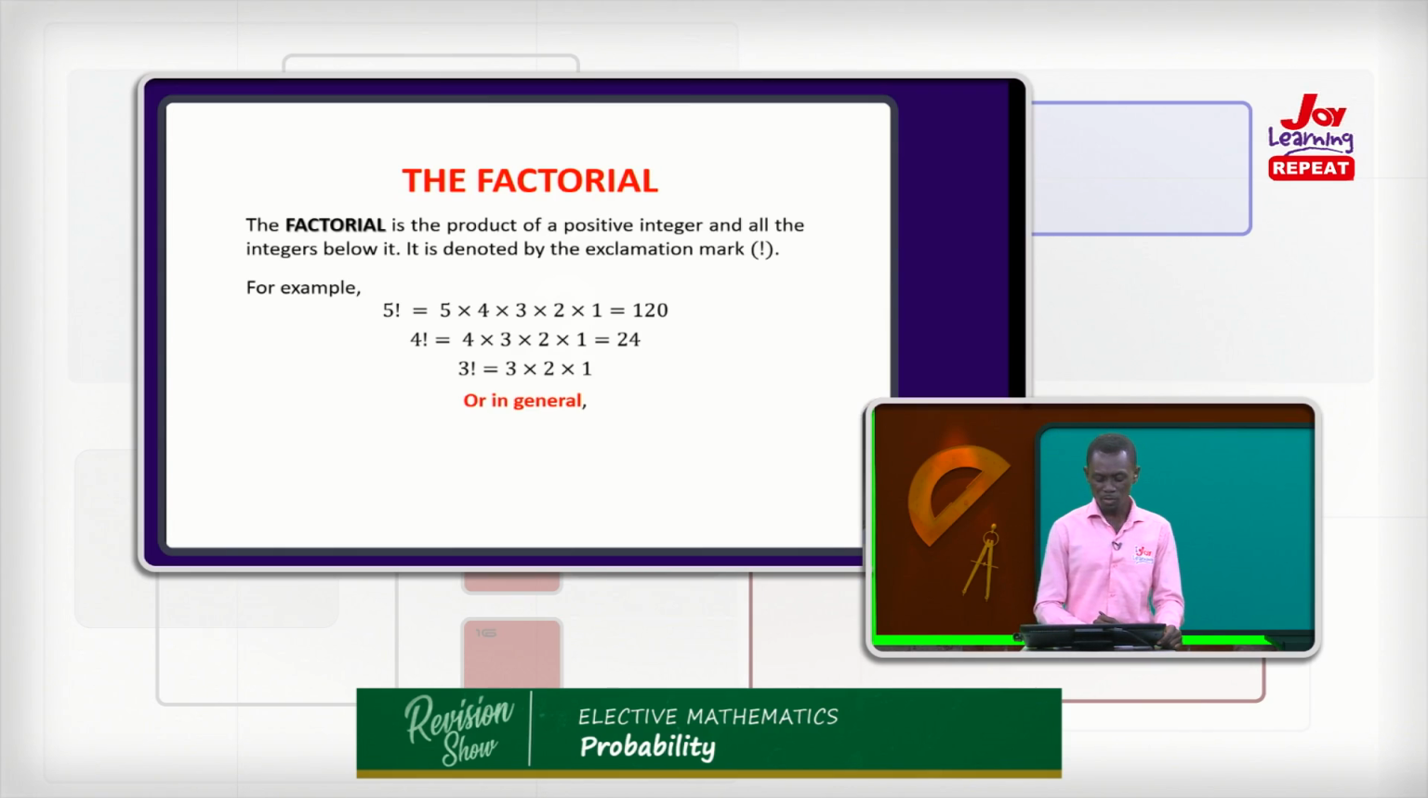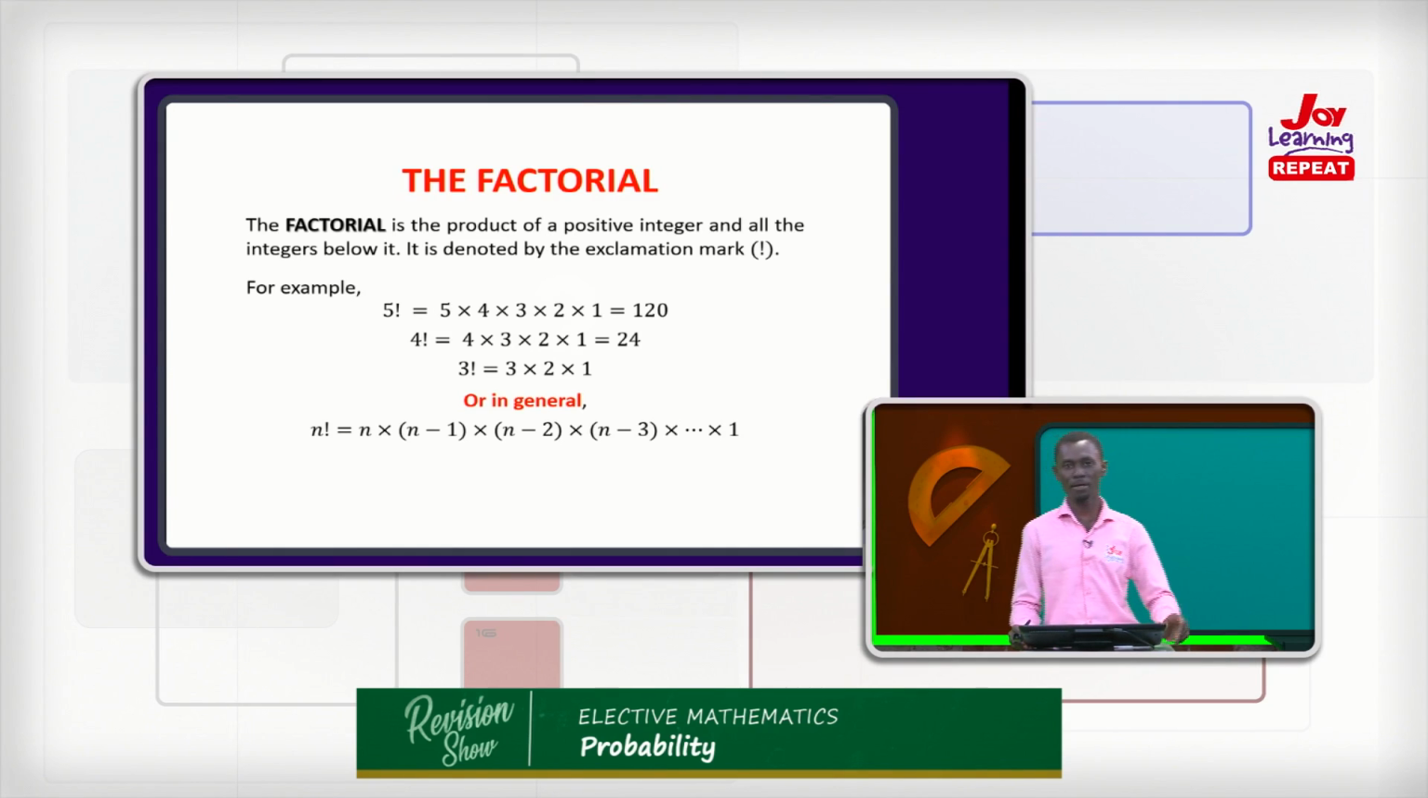In general, we say that n factorial, where n is any number, is n multiplied by n minus 1 multiplied by n minus 2 multiplied by n minus 3 all the way until we get to 1. Because we don't know what n is, we put the ellipsis in between the multiplication signs because there could be many minuses. For example, 15 factorial will be 15 multiplied by 15 minus 1 multiplied by 15 minus 2, and there will be a long list. We will not do that.